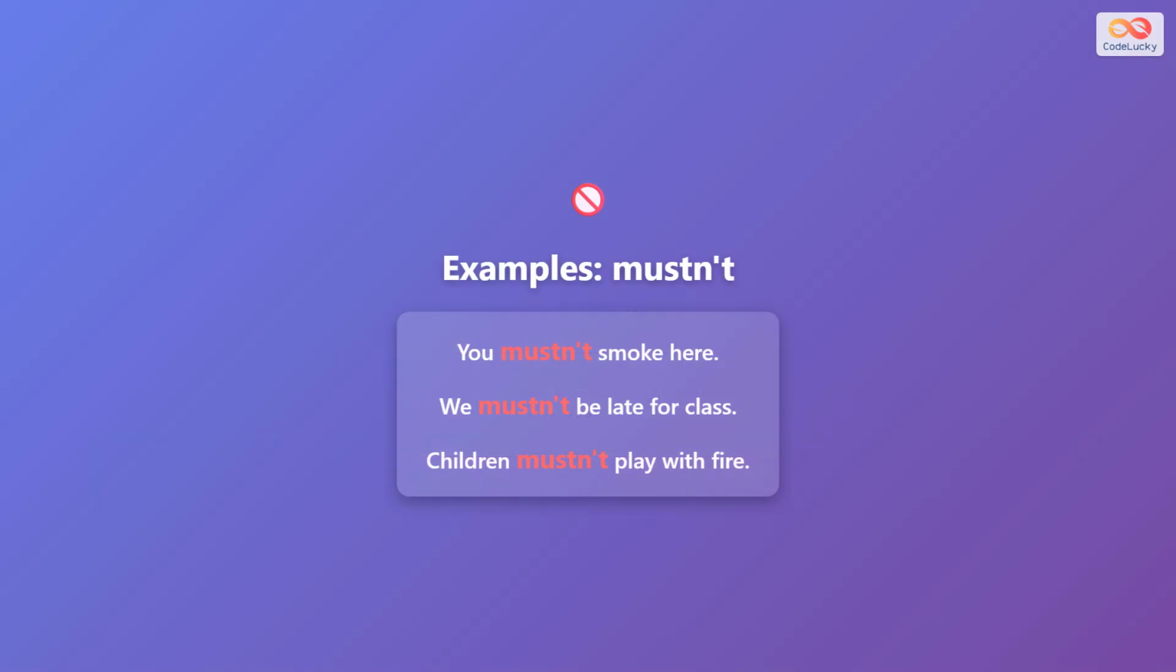You must not smoke here means smoking is forbidden in this place. We must not be late for class means arriving late breaks the rules. Children must not play with fire means it is dangerous and not allowed.